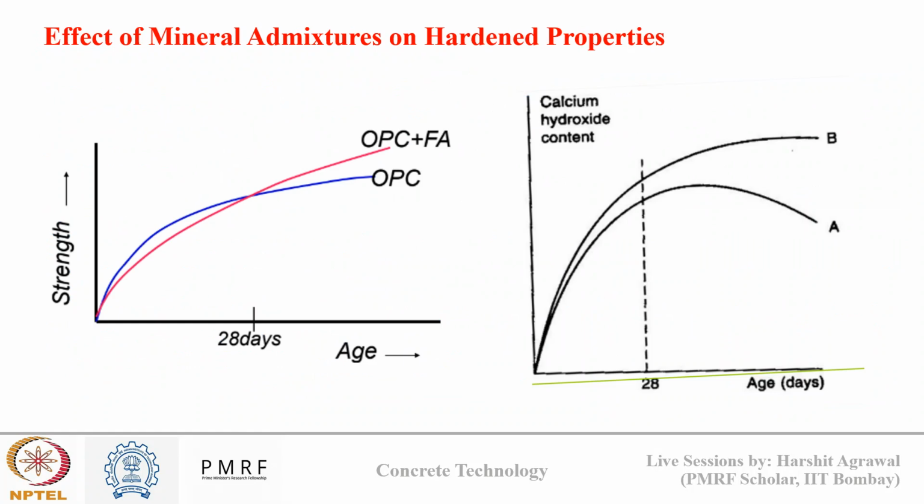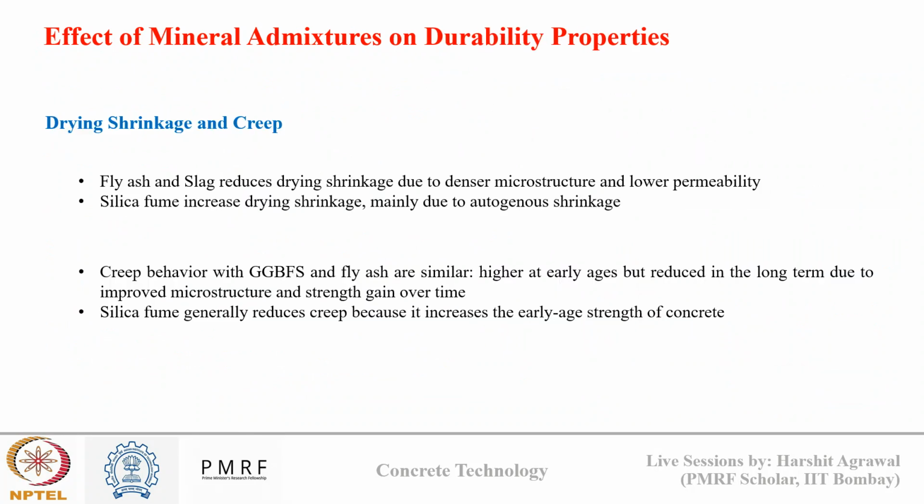In terms of hardened properties, we saw that fly ash and slag, due to their slow reactivity, show slower initial strength gain, but after a prolonged age they will have a higher strength, while silica fume shows higher strength from early ages. In terms of shrinkage and creep, we discussed that fly ash and slag show lower shrinkage, while silica fume shows higher shrinkage risk, and all three admixtures reduce creep.